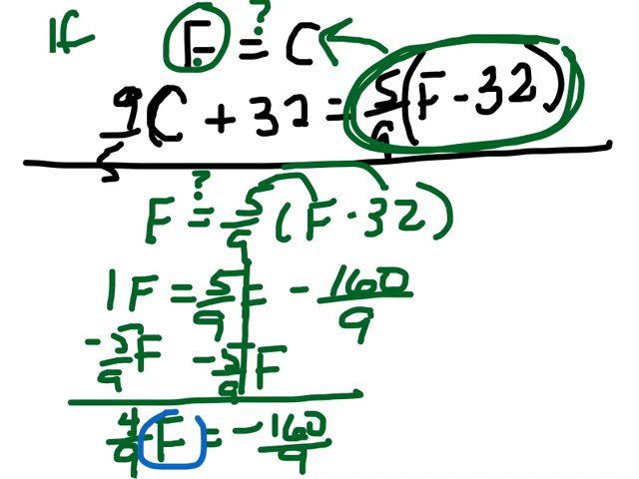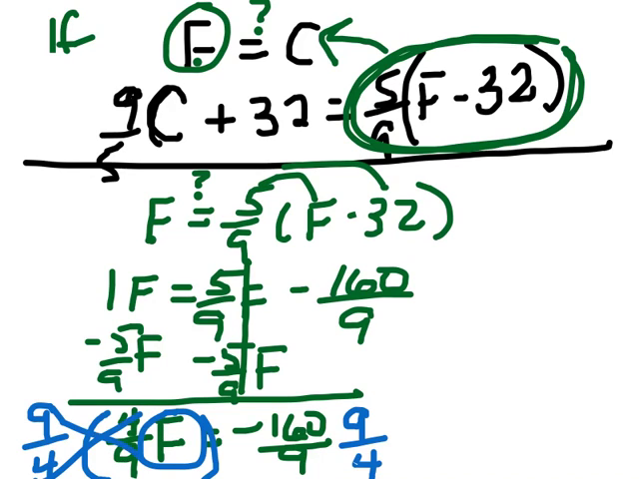How would I solve for F now? How do I get rid of 4/9? On a fraction, I could divide both sides by 4/9, but wouldn't it be easier to multiply by the reciprocal? So we'll multiply both sides by 9/4. Those would cancel out. And then over on this side, look, we could cancel the 9's out. 4 goes into 4 one time.